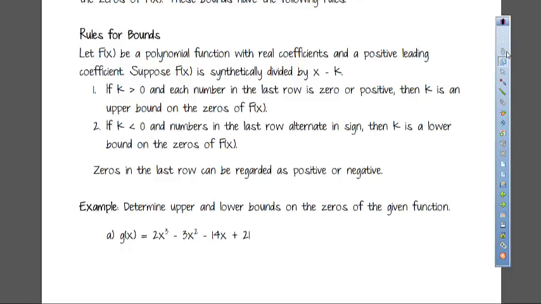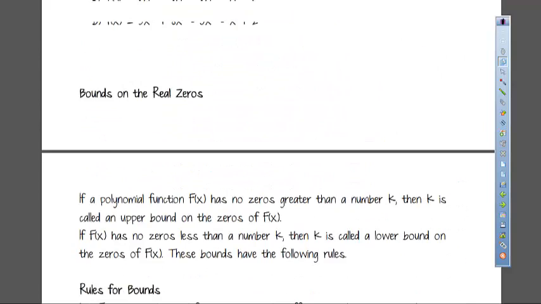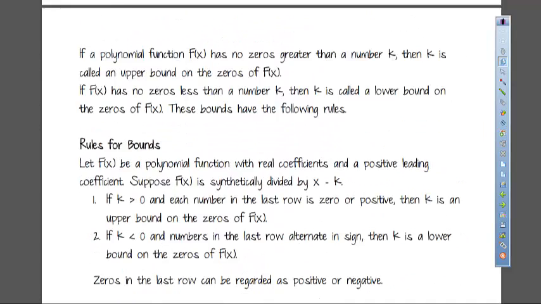All negative zeros? Sure, that's possible. You can have all negative or all positive. It just depends on where it intercepts the x-axis. So if it's all negative, yes, we would find that using Descartes' rule of signs.